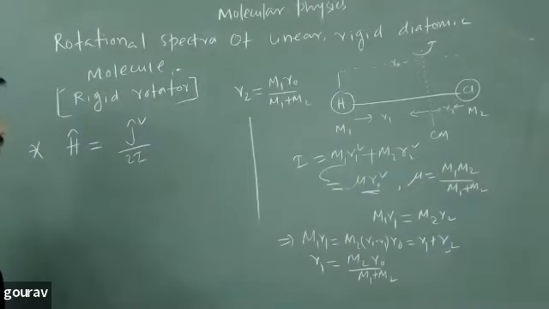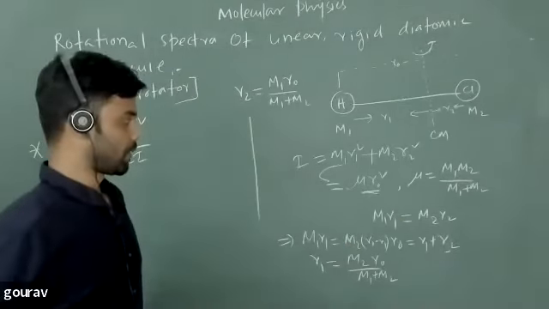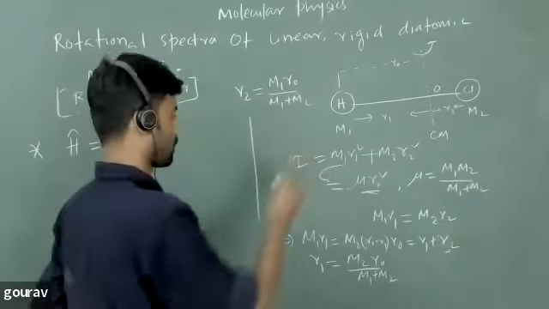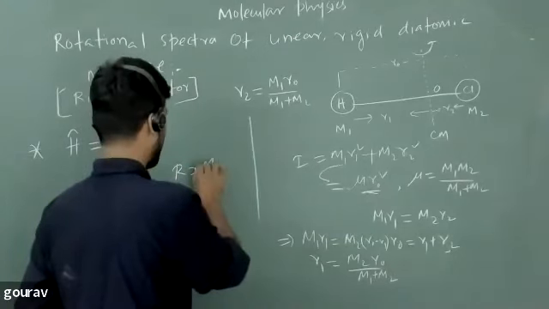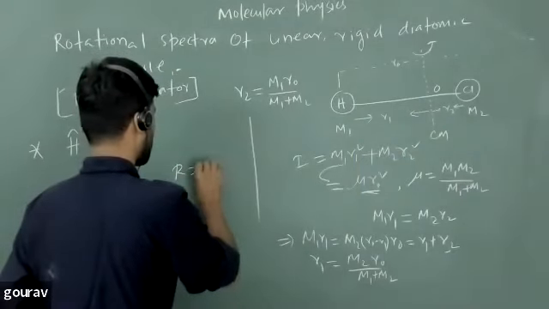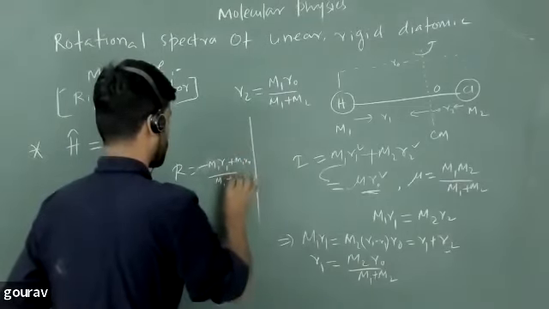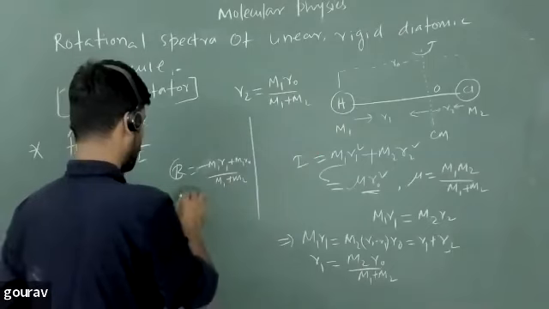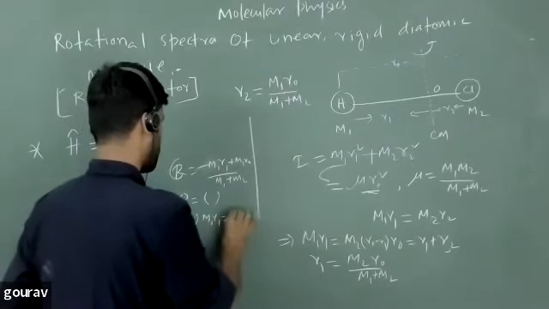Is this part clear? Why am I writing this? Because this is the origin. So what you can write is center of mass equals minus m1 r1, because this side will be negative, plus m2 r2, divided by m1 plus m2. I have assumed the origin is 0, so you can write 0 equals this. So from here you can clearly say that m1 r1 equals m2 r2.